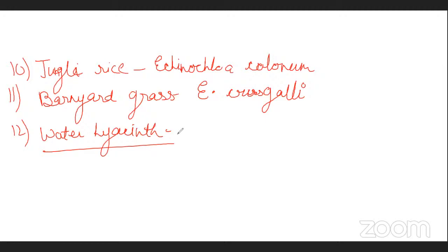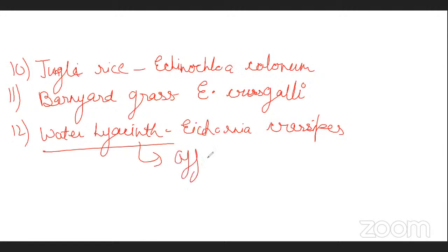And this water hyacinth is very important because it's an aquatic weed, and the scientific name of this is Eichhornia crassipes. And one more thing, this water hyacinth is usually propagated through offset, and in this offset we are also having the example of Pistia. And this Eichhornia crassipes also became a problematic weed in India, and this water hyacinth came to India from Brazil in the year 1896.